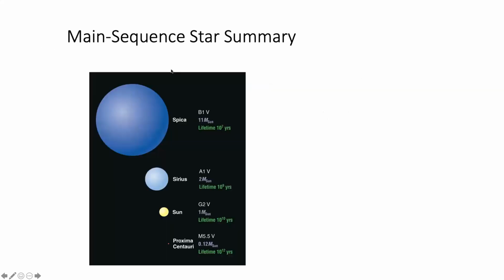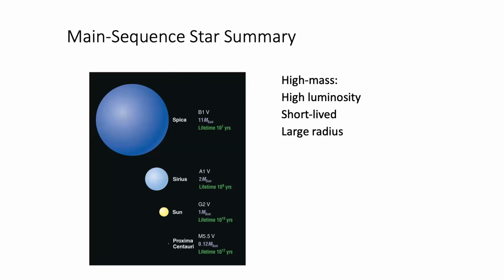Okay, so to summarize, high mass stars tend to be higher luminosity. Again, we're specifically talking about stars on the main sequence. Higher luminosity, shorter lifespans, larger radii, so they're bigger. They are bluer. And again, this is all for stars on the main sequence that have high mass.